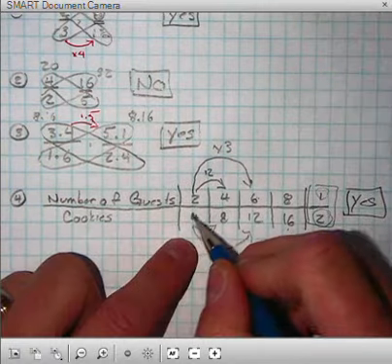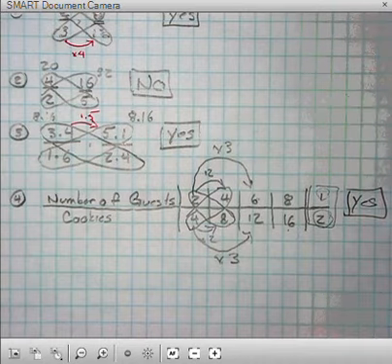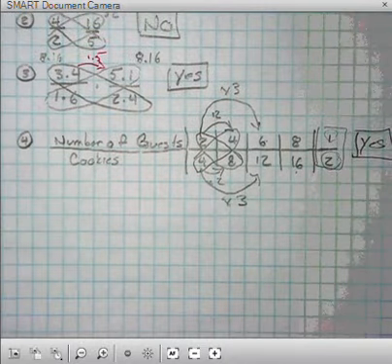You can also multiply diagonally. 4 times 4 gives me 16. 8 times 2 gives me 16. All of those are proportionally equivalent to each other. We've looked at that in several different ways to prove that it's true. Let's try another one.